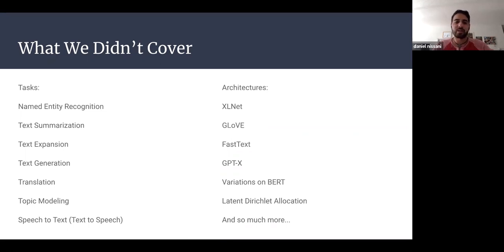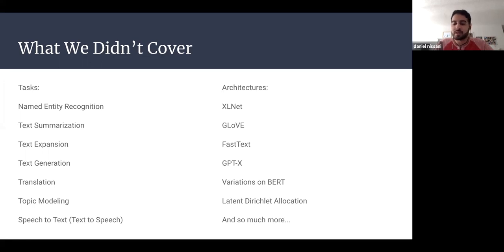Text summarization, text expansion, text generation, translation. How do we translate from one language to another language and back? Open problem. Google's been working on it for decades now. It is a very important problem. We're getting better at it every year, but it's still open. It's still something that needs to be worked on, and it's still super important in the community. There are so many other tasks that I'm not bringing up here, but these are just a handful of them that you might think of when you're thinking of NLP.